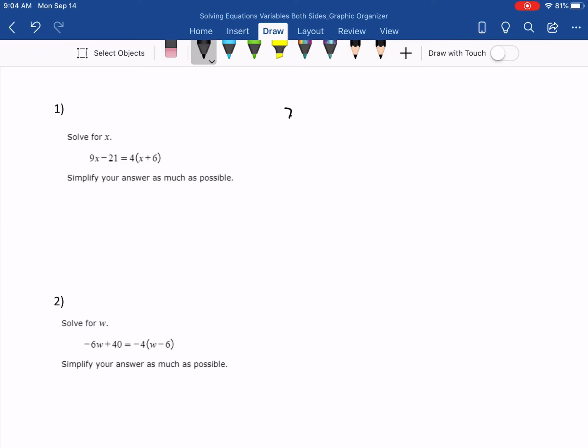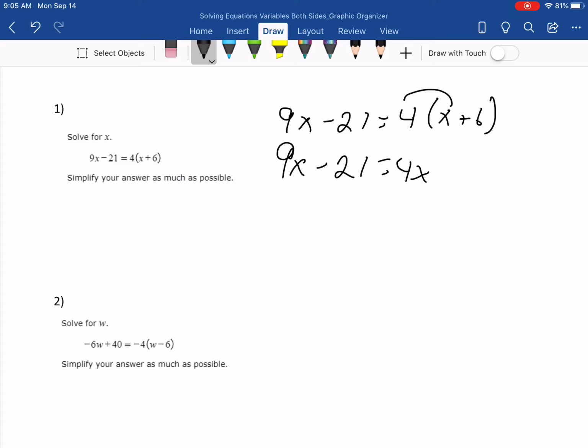All right, I'm going to copy up here so I have more room to work. Okay, first step, always distribute. The left side doesn't have anything to distribute, the right side does, so 9x minus 21 equals 4x plus 24. Step 2, no like terms, so nothing to do there.